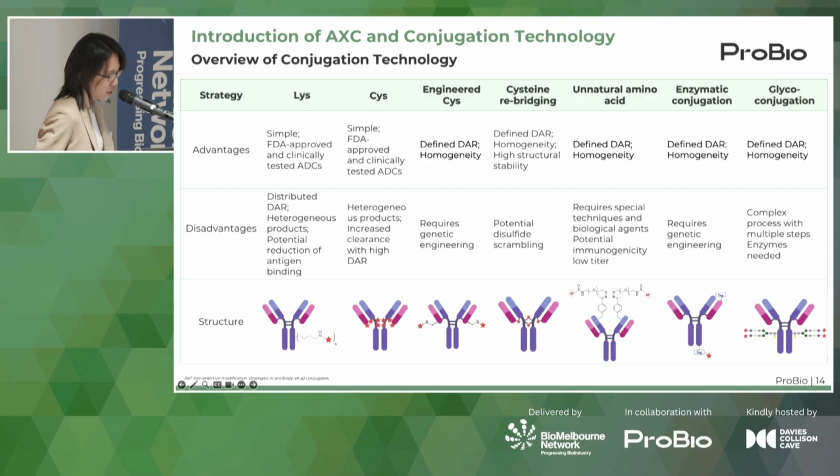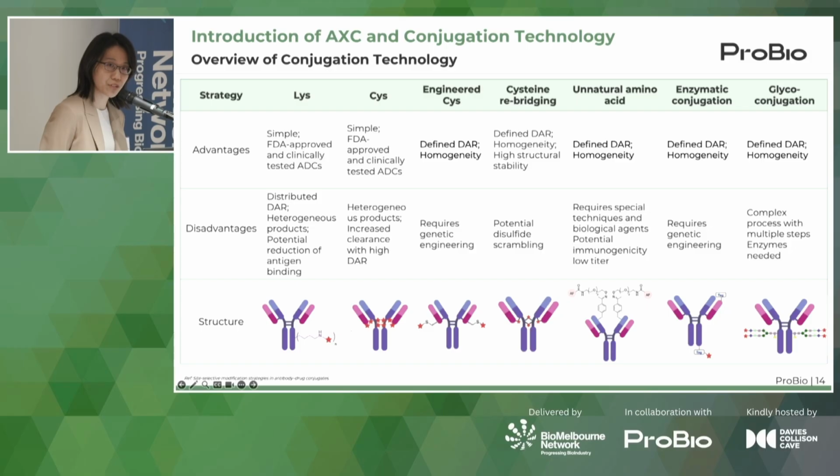On the downside, there are a couple of challenges for each of these methods. For example, a lot of them require genetic engineering in the target antibody, which might impact the stability or immunogenicity of the target antibody. And a lot of processes involve enzymes in the reaction, which brings in some complexity and increases the cost of the overall manufacturing process.